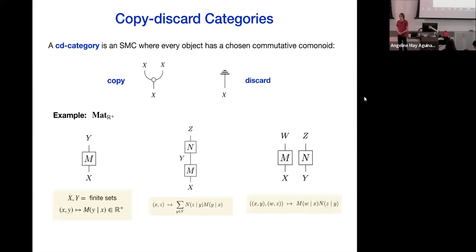The setup is going to be a familiar one by now to most people at the conference. We're working in CD categories, that is, symmetric monoidal categories with copying and discarding maps, reading my diagrams bottom to top. Again, we'll just need to think about the finite discrete setting. So we'll be working in Mat_R+, where the objects are just finite sets, and a morphism M running up from X to Y would be given by specifying a positive real for each input x and output y. We compose them sequentially by matrix multiplication and in parallel with a tensor.